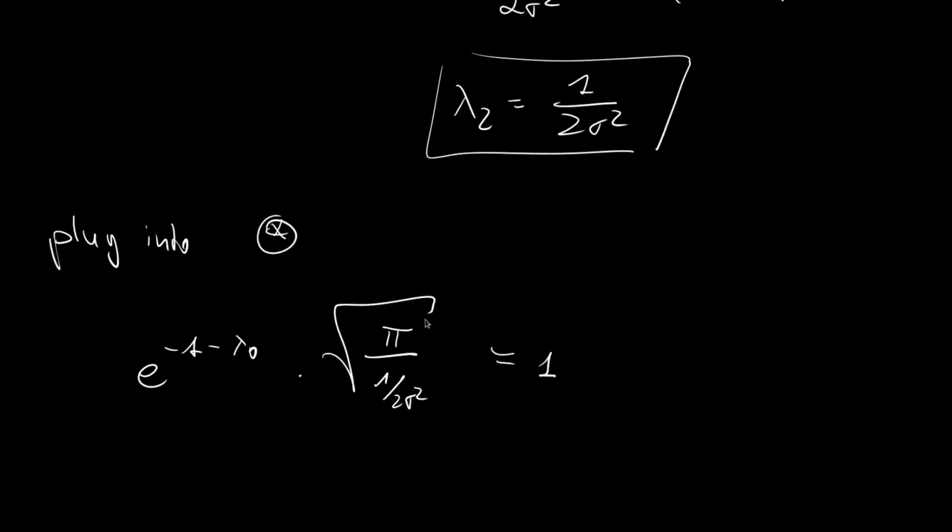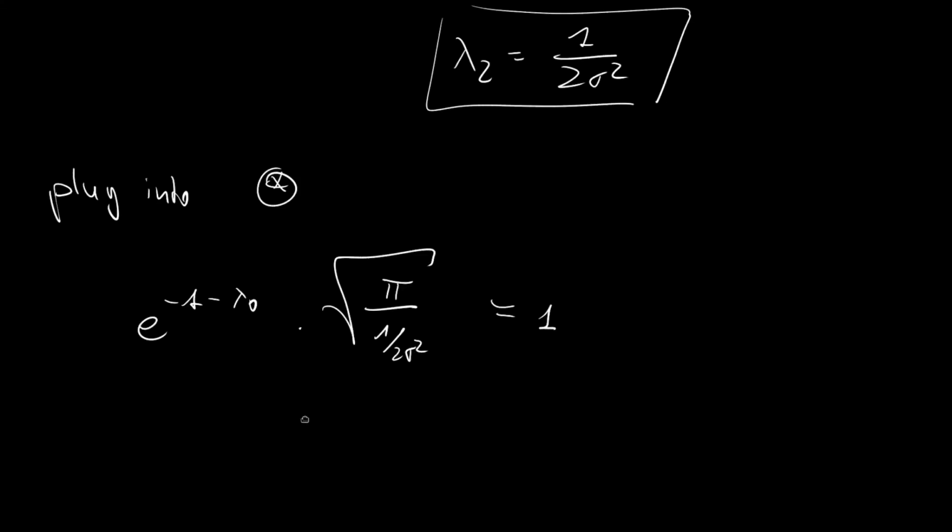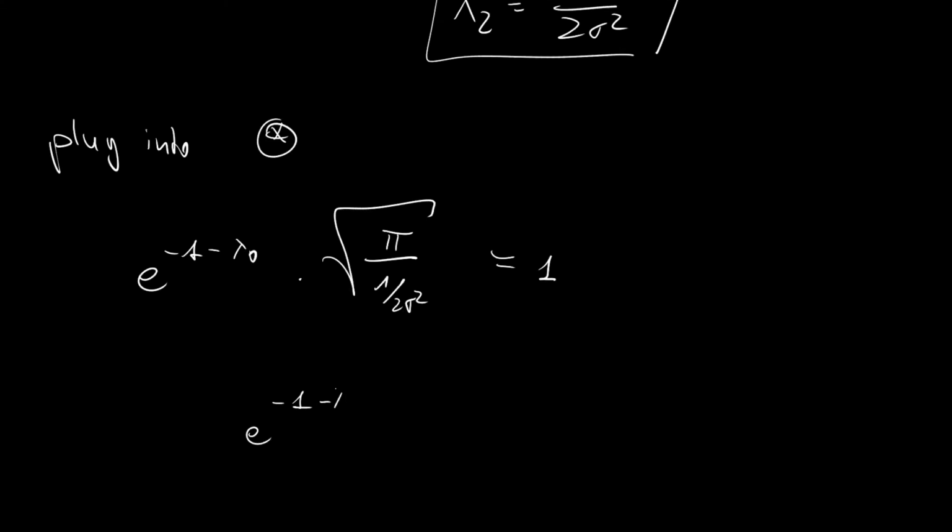So this goes into the numerator, and we can take the square root of sigma squared, which will just be sigma, and we will leave the 2 inside of the square root. And we have e to the minus 1 minus lambda 0 times sigma square root of 2 pi equals 1. And well, now you see, oh, this is kind of close. I've seen this before, but bear with me. These are the last meters of our sprint here.